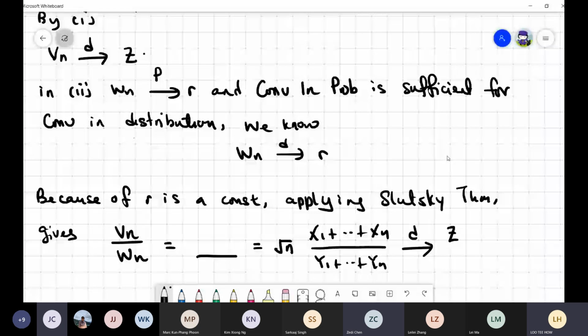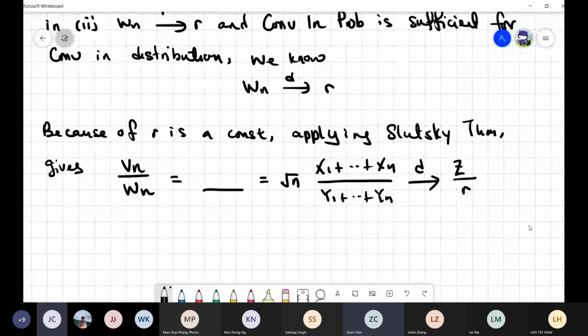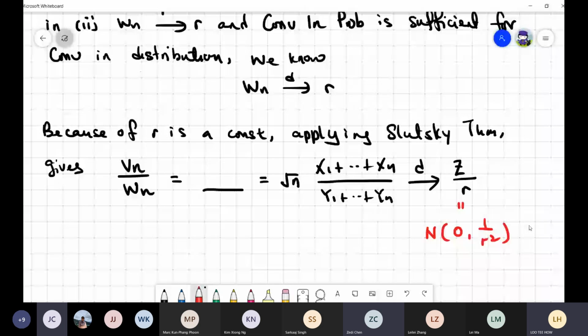Oh, I can't remember this. You guys go and check it out. Please check this for me. So this one should be a normal distribution with mean 0 and variance either 1 over r square or r square. So you guys go and check this out for me. I don't know which one it is, but I believe it should be this one. But please verify for me whether this or this. Okay, so I think that's it.